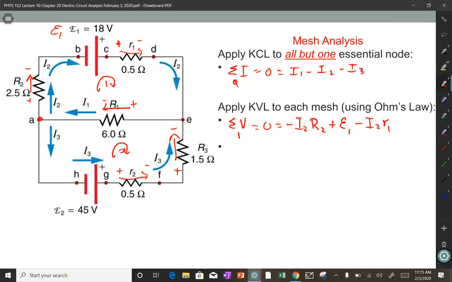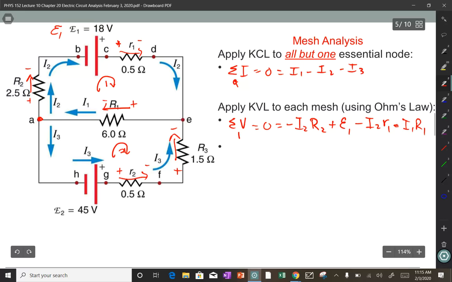If I keep going around my loop, I get to node E and keep going. I come to R1. Is that a rise or drop? Now notice this is I1 that was going through that one, so it's I1, R1. And now I'm back to where I started, so that equation is complete. So positive to negative is a drop, negative to positive is a rise. Correct. The same would happen in your bank account. So there's my first mesh.